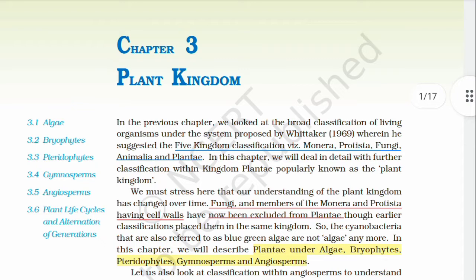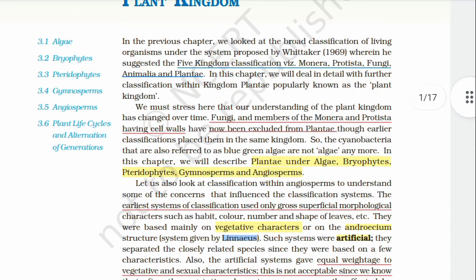Let's start. So here we are going to focus on the 4th kingdom, that is the plant kingdom. The classification bases have been changed. Earlier we kept the organisms that have a cell wall in the kingdom Plantae. So fungi and members of Monera and Protista having a cell wall were kept in Plantae. But now we have excluded them from Plantae and given them separate kingdoms. In this chapter, we will describe Plantae under the topics algae, bryophytes, pteridophytes, gymnosperms and angiosperms.